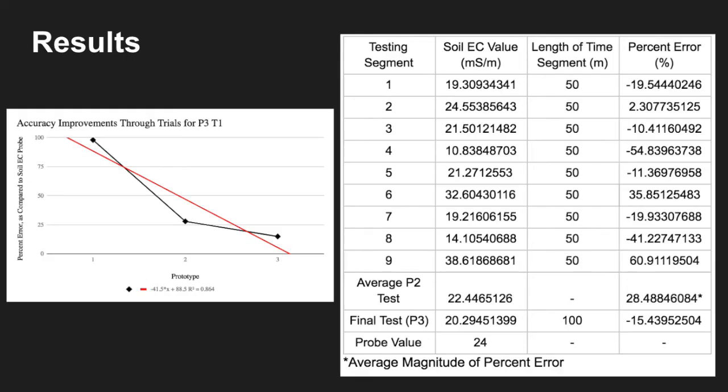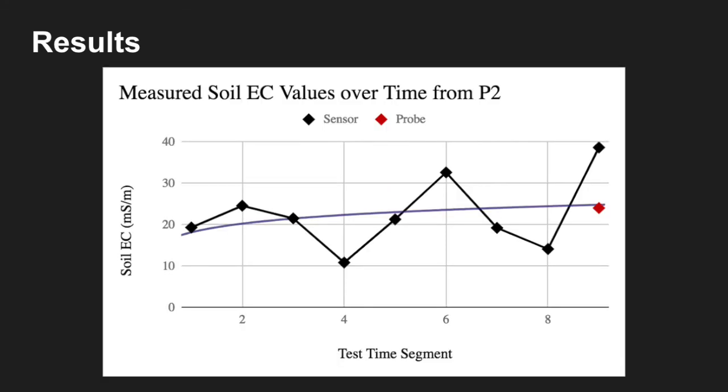For each test, I compared it with a conventional soil EC probe in order to test the accuracy. I was able to get my sensor to measure within plus or minus 4 millisiemens per meter as compared to the probe. In addition, I was able to accurately predict soil EC after over 90 minutes of testing, when compared to a probe measurement at the 9th testing segment, showing that my cell provided accurate soil EC measurements.